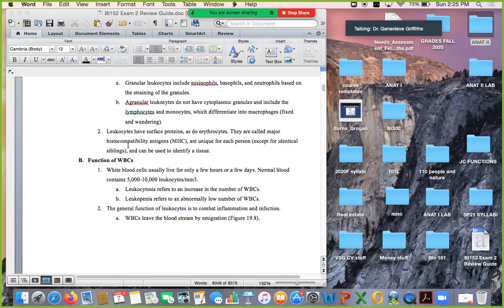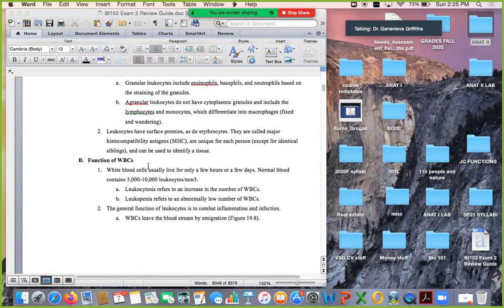So leukocytes have specialty surface proteins. Now, red blood cells do too, but these guys are called MHC complexes. They're histocompatibility antigens, and these guys are going to be unique for every individual, obviously not identical siblings, but they're unique for a person, and they can also be used to identify not only the person, but also the tissue. So not only is this Dr. Griffiths' tissue, but it's Dr. Griffiths' heart tissue or Dr. Griffiths' lung tissue, right? So these are identification markers.